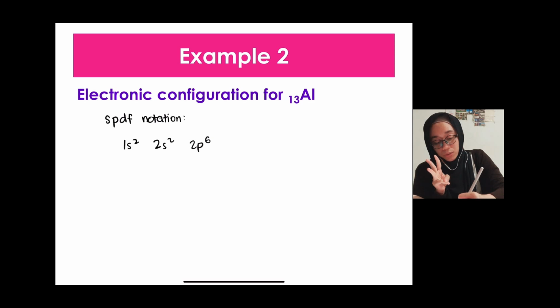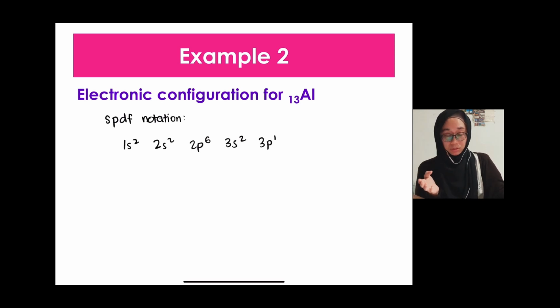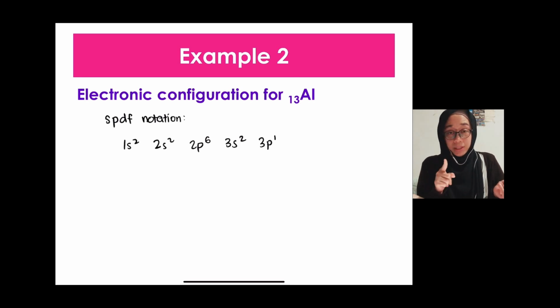So the next one kita isi dalam 3s. Tapi bear in mind, in 3s we can only fill in 2 electrons. Therefore jadi 3s2. So we still have one more. So let's put it into 3p1. So daripada SPDF notation, very easy untuk kita convertkan jadi orbital diagram.